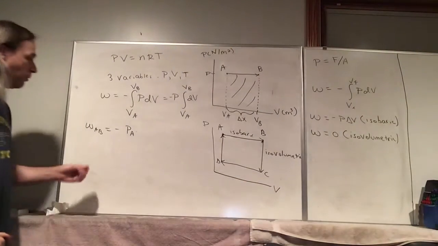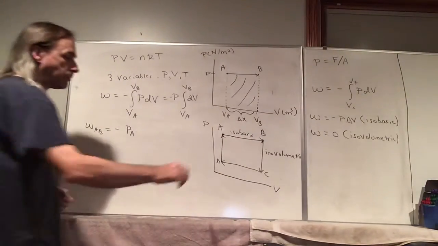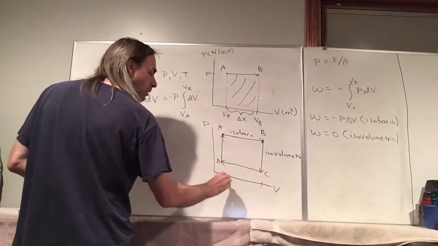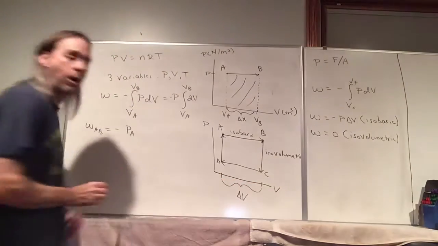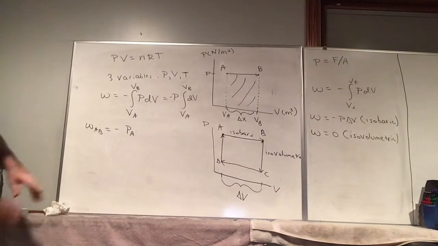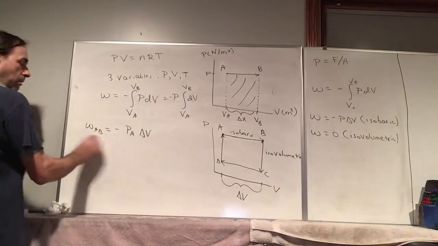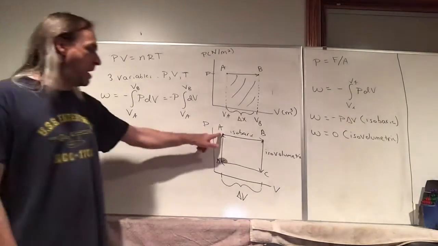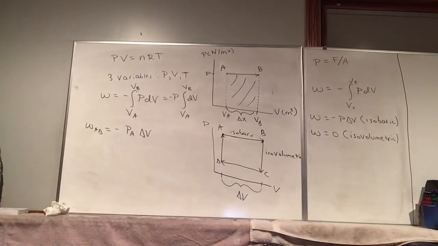All right, so we're looking at this process from A to B. Let's define that to be delta V, the change in volume of the gas. And so the work along segment AB, we'll say PA for pressure at A. Could have just as well said PB, they're the same thing. But we'll say that's minus PA delta V.